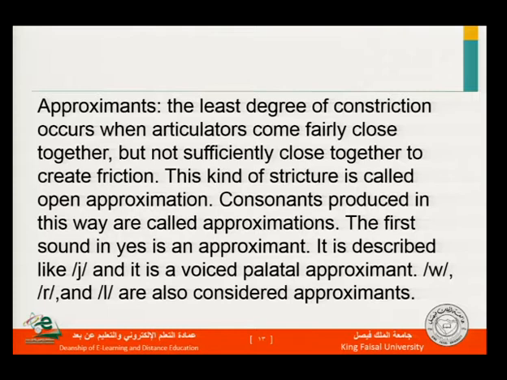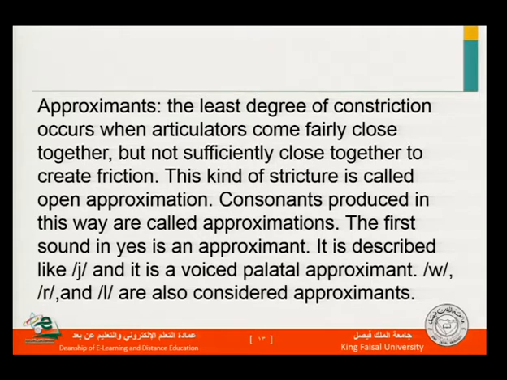It is ya. It could be called approximant, and it could be called glide, because we have two glides, ya and W. Both of them are approximants, and some linguists call them glides. So if you say approximant, it is okay. If you say glide, it is okay. The ya is described as voiced, palatal, and approximant. And we have the W, as I told you, approximant, and the R is also an approximant, and the L. All of them are considered approximants.